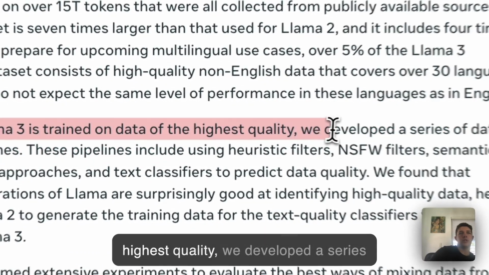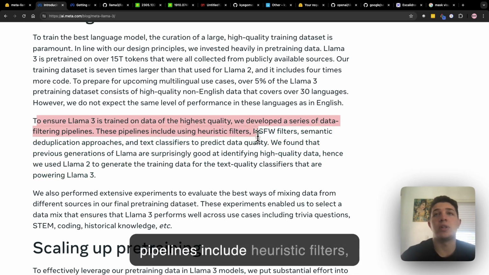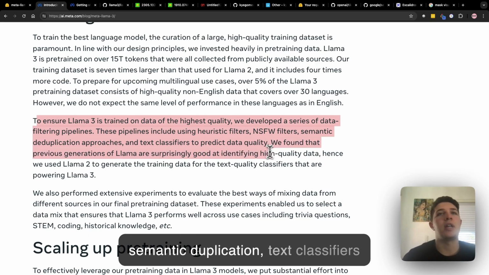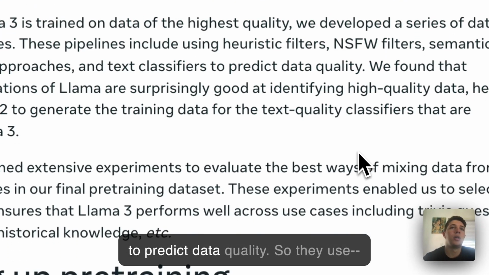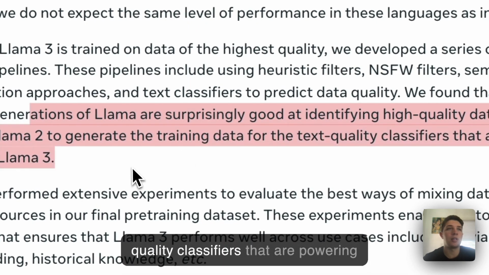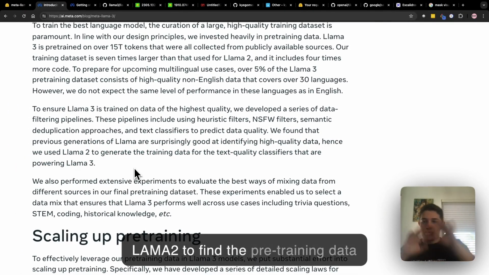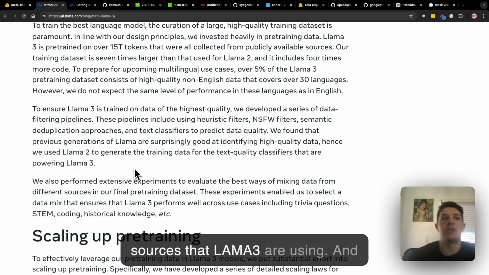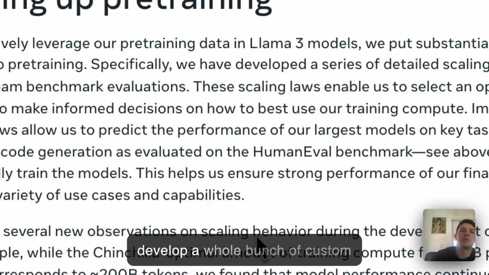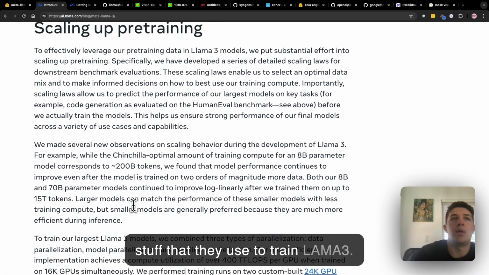To ensure LLAMA 3 is trained on data of the highest quality, we developed a series of data filtering pipelines. These pipelines include heuristic filters, whatever that word is, filters, semantic deduplication, and text classifiers to predict data quality. So they use LLAMA 2 to generate the training data for the text quality classifiers that are powering LLAMA 3. Essentially, they use LLAMA 2 to find the pre-training data sources that LLAMA 3 is using. And so, scaling up pre-training, they developed a whole bunch of custom stuff that they use to train LLAMA 3.